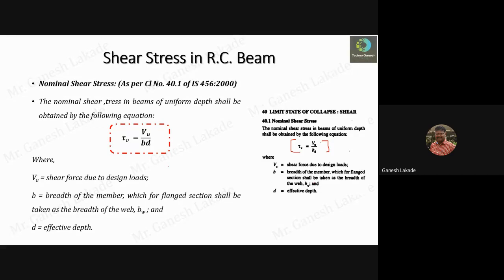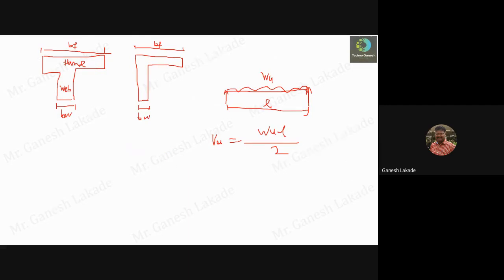Now what is the meaning of this? What is the meaning of flanged sections? Here you can see that these two sections are called flanged sections. The first one is the T beam, and the second one is the L beam. Such sections are formed at the intermediate part or at the end of a continuous slab. This part will be of slab, and this part will be of slab.